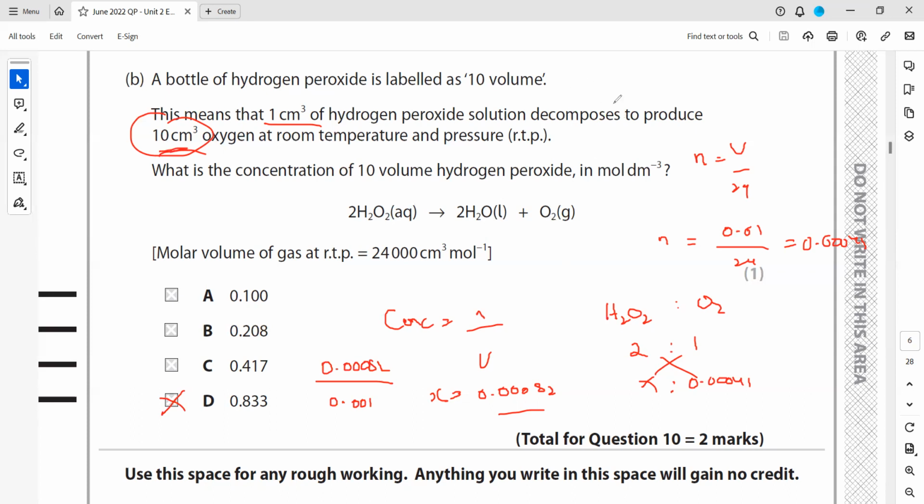Is it clear? So first, from the volume of oxygen, we got the moles of oxygen, and from the moles of oxygen, we got the moles of hydrogen peroxide, and we have the moles of hydrogen peroxide and volume, so we get the concentration.